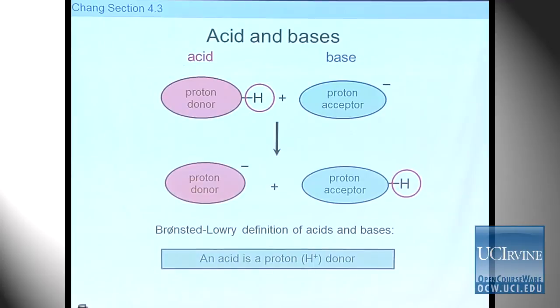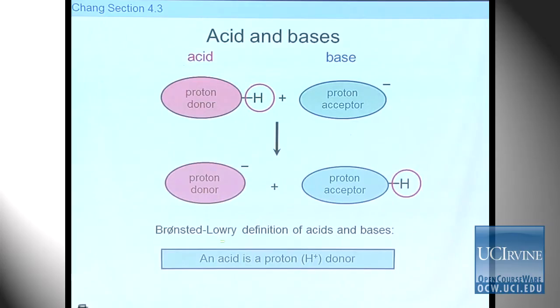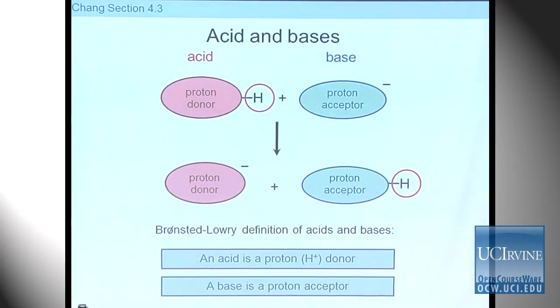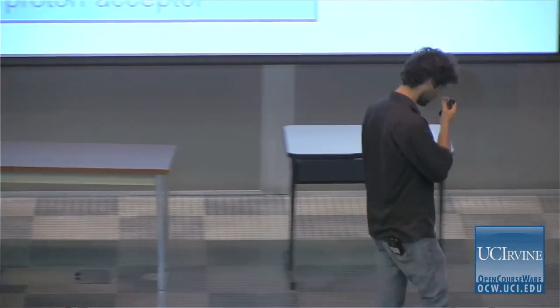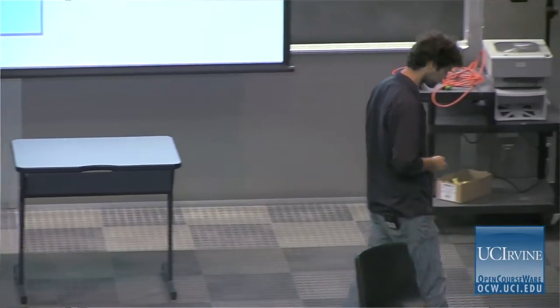There's more definitions, but for this particular course, Chem 1P, we'll use this definition, the Brønsted-Lowry definition of acids and bases. And the definition is really what the graph is all about. An acid is a proton donor, and a base is a proton acceptor. Okay? Very useful definition. But you'll see, in Chemistry 1C, there's more definitions of what an acid or a base can be.